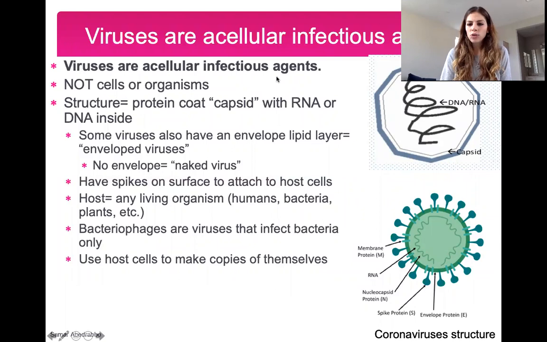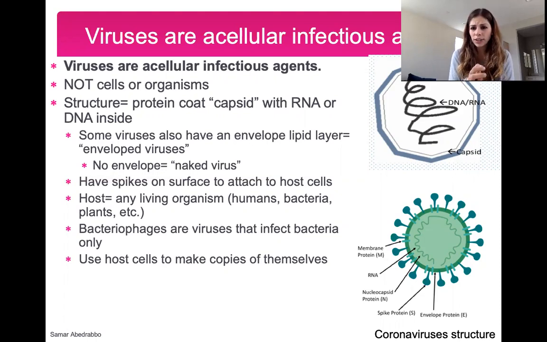When you look at the structure of viruses, they are made up of a protein coat, which we call a capsid, and inside the protein coat, you have genetic material. It can either be RNA or DNA. So we have RNA viruses and we have DNA viruses. And remember, you have RNA or DNA, you have the capsid, and then you have spikes. Spikes are proteins that help the virus attach to host cells.